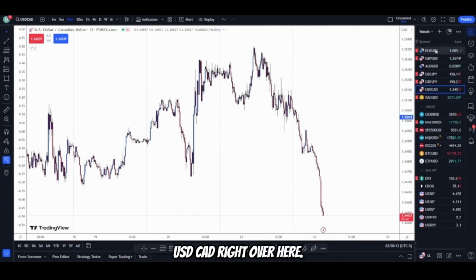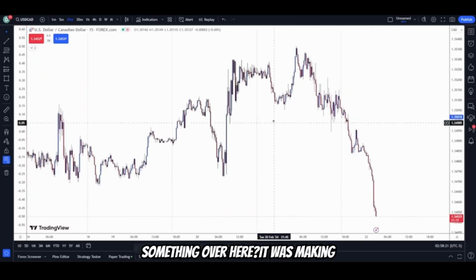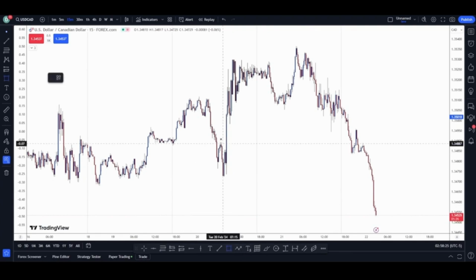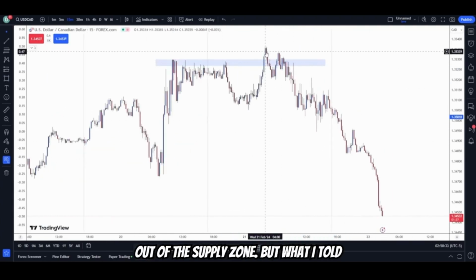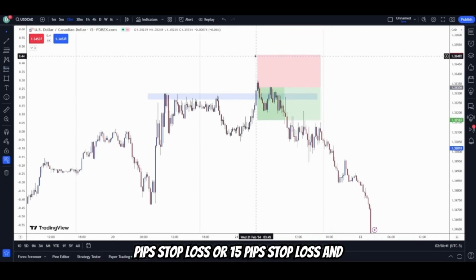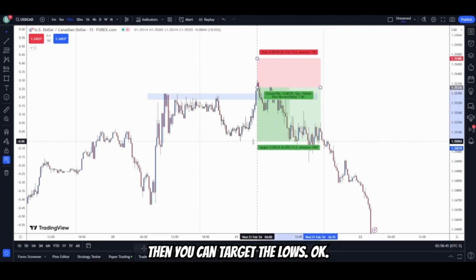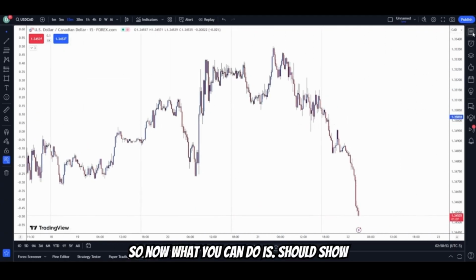USD CAD right over here. Now look closely. Okay, can you guys see something over here? It was making a supply zone, right? Price gave the breakout of the supply zone. But what I told you, you have to just take a sell a little bit above the supply zone like this, and you have to put like 20 pips or 10 pips or 15 pips stop loss, and then you can target the lows.